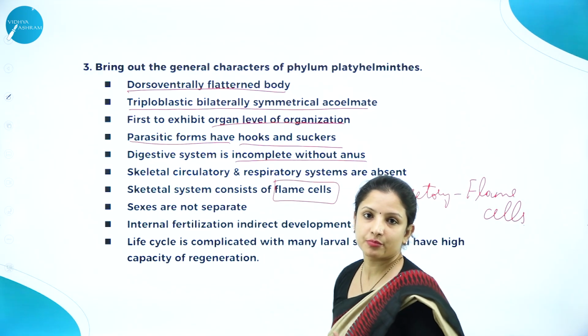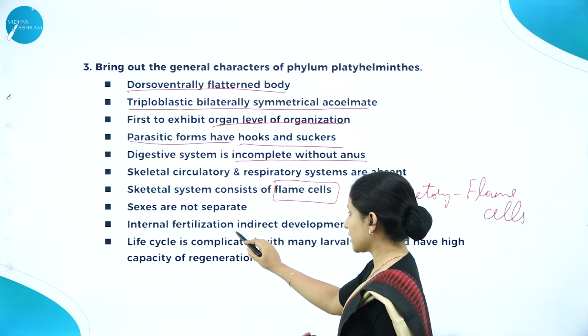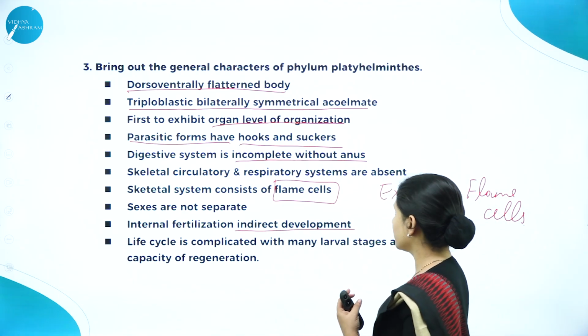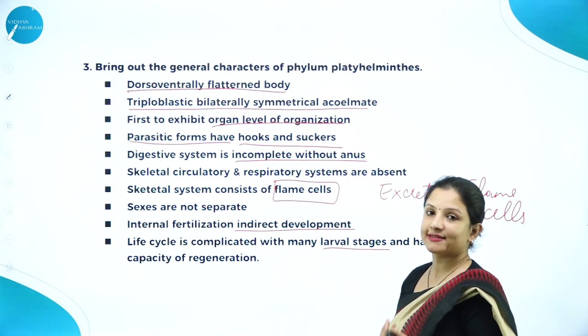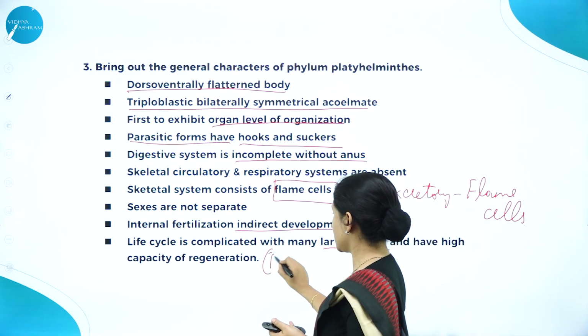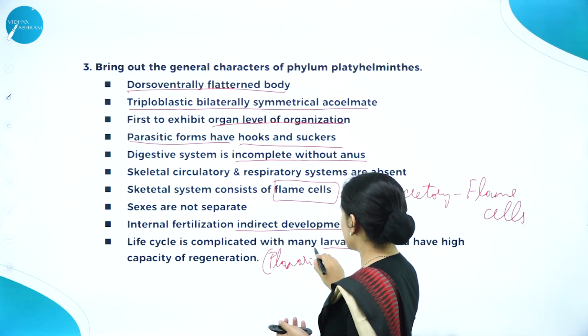There is no distinguishing between male and female, internal fertilization occurs, and indirect development occurs. The life cycle is complicated with many larval stages, and they have a high capacity of regeneration, especially the planaria. Example, planaria. So many points, if you write it, is enough.